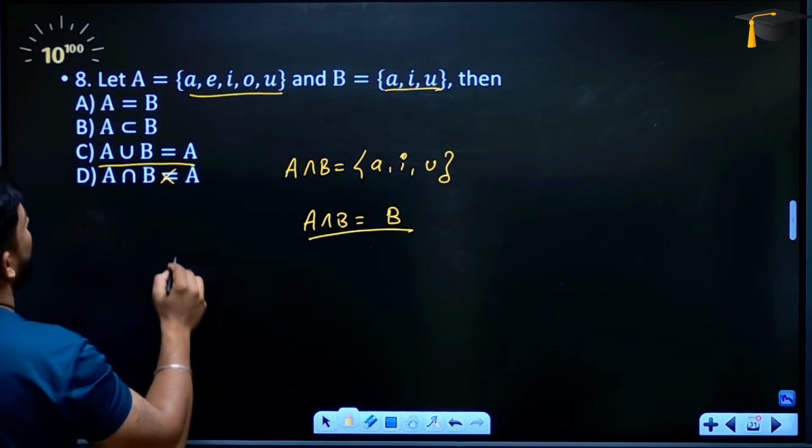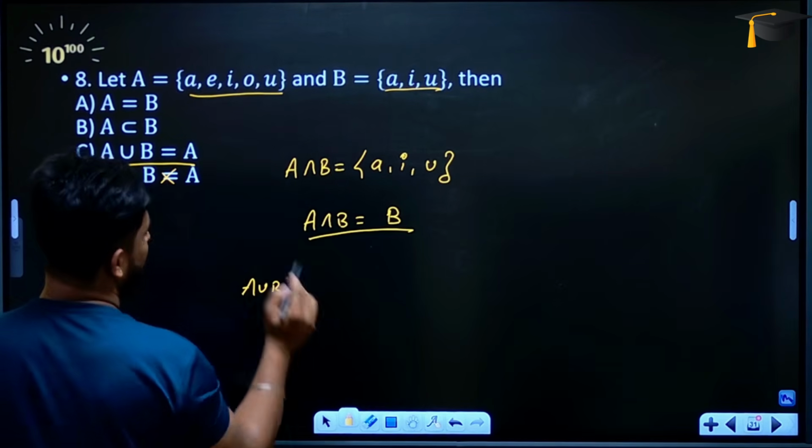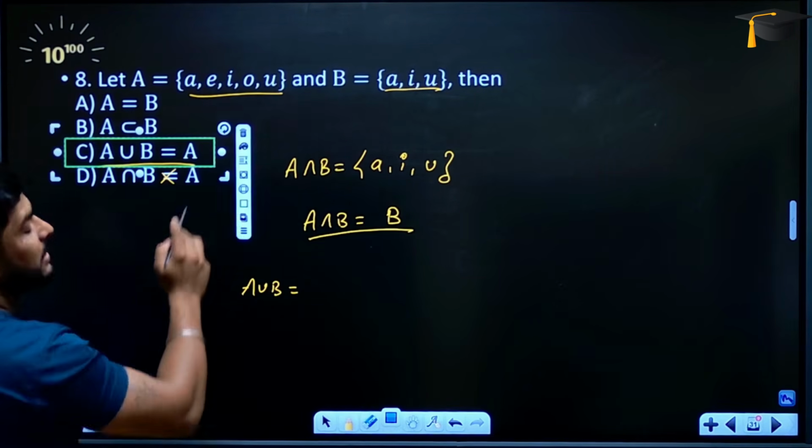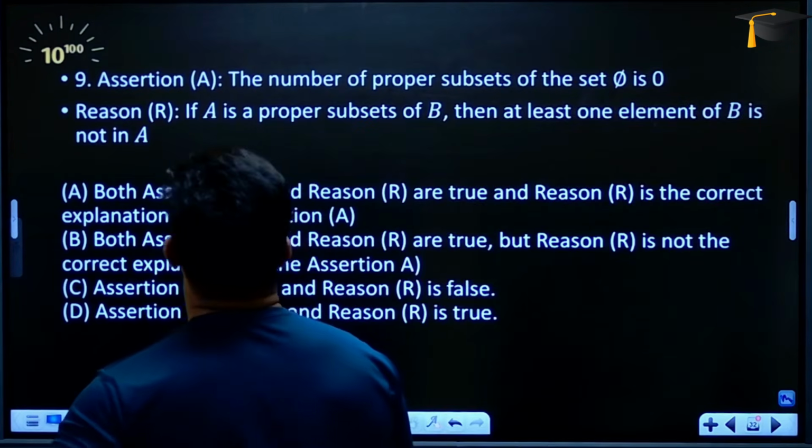Now A union B. So now A union B, of course, we end up getting A itself, right? So option C, A union B is equal to A, is the right answer. Okay. Next. Okay, assertion reasoning.